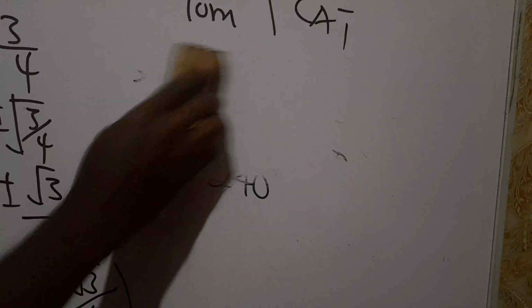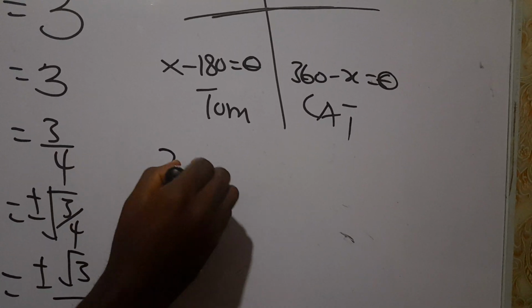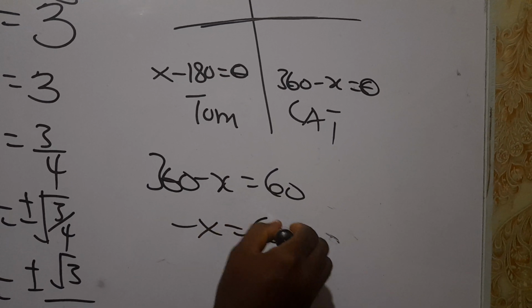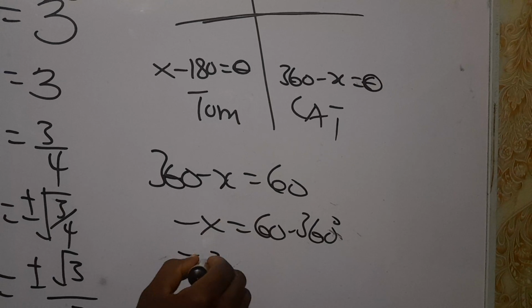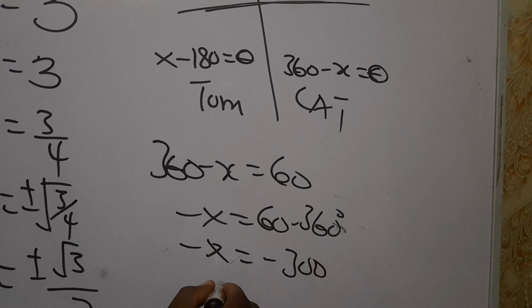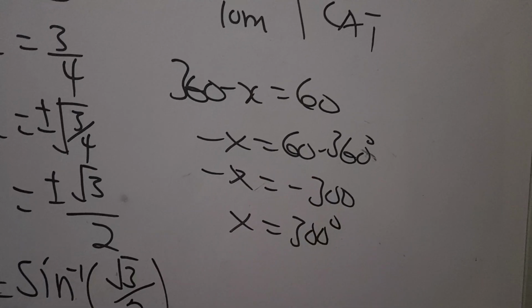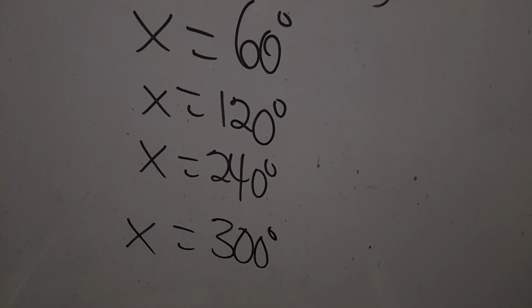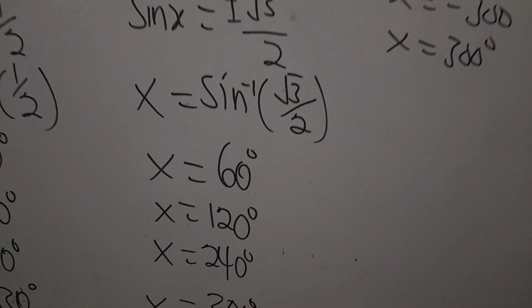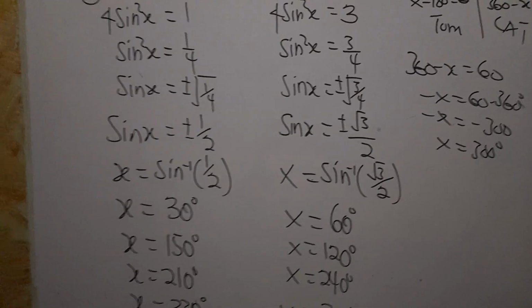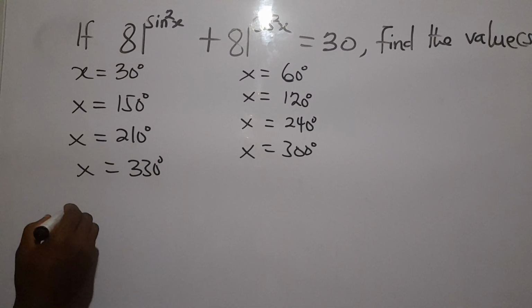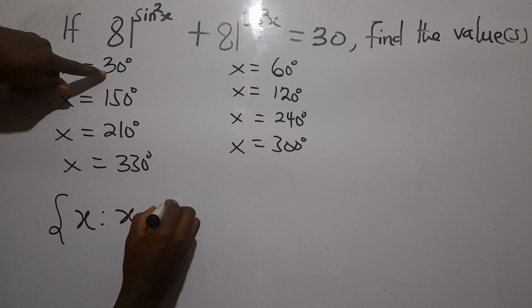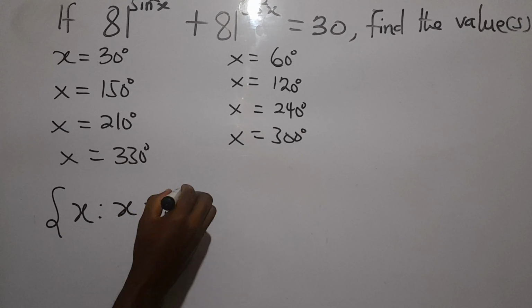The last quadrant, we are almost there, which is 360 minus x equal to 60 degrees. You can say minus x is 60 degrees minus 360 degrees. Minus x is equal to negative 300 degrees, and our x is 300 degrees. So another value for x is 300 degrees. So we can conclude that the set of values for x will be, when x is 30 degrees, it will make the equation true.